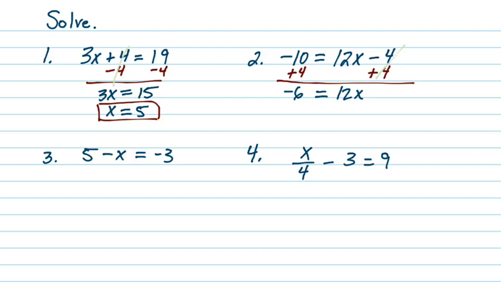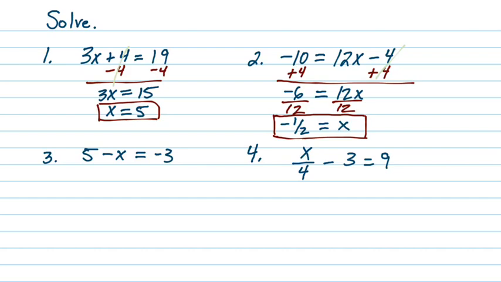Now be careful here. If you go too fast, you might think the answer here is negative 2. But again, we're trying to get the 12 by itself, so let's divide by 12. And so we actually get negative 1/2, not negative 2.